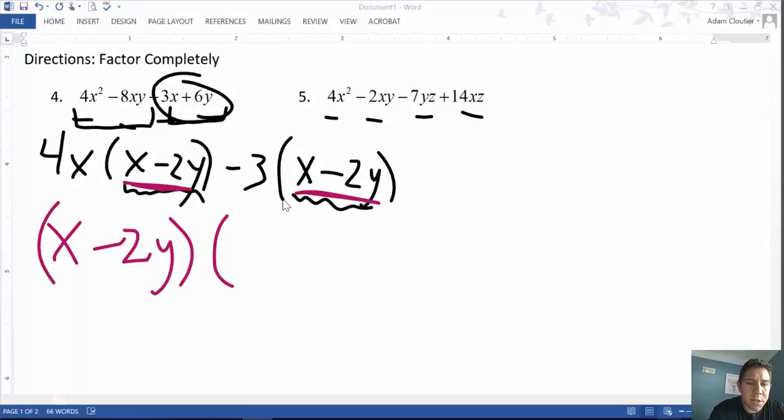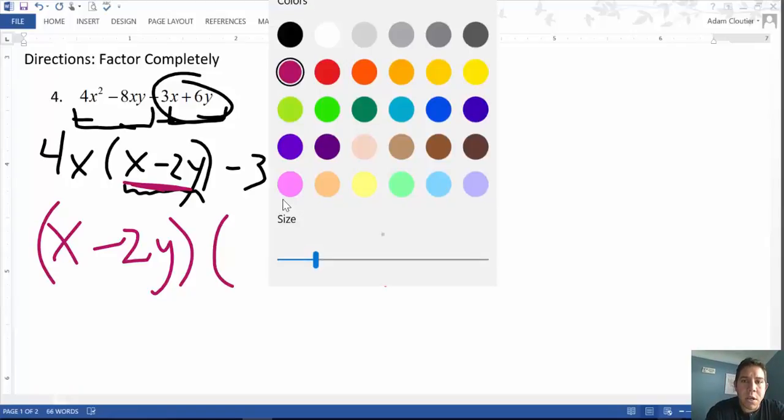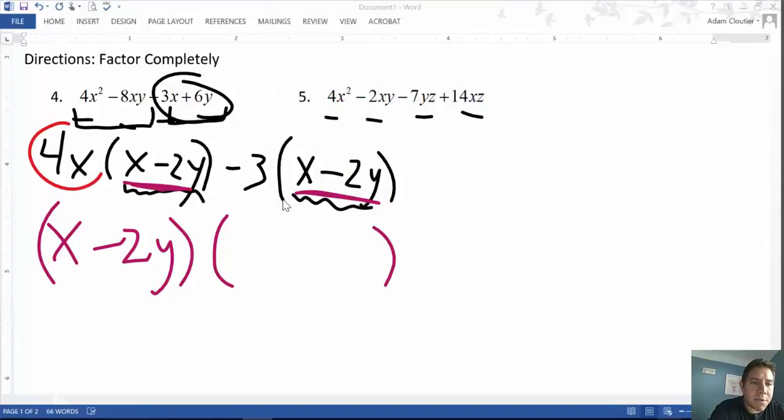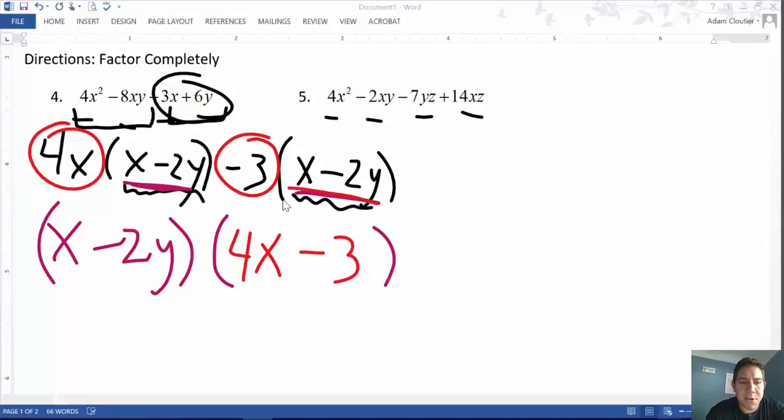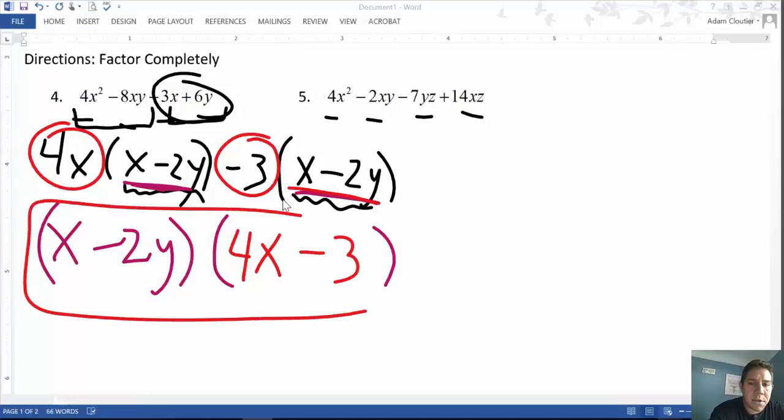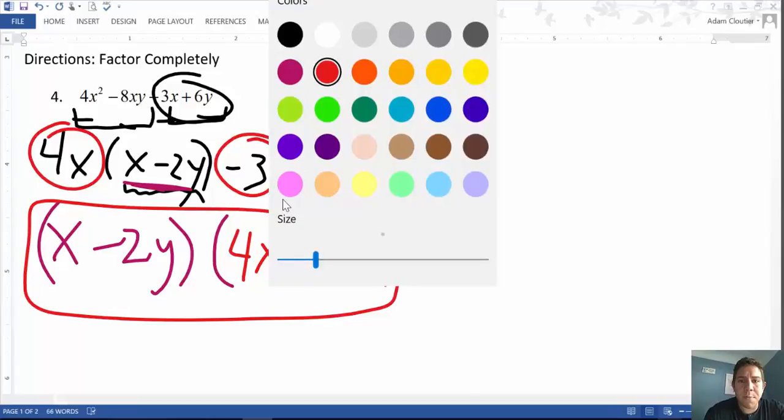You pull it out and then you say, what's left over? If I pull it out, I'm left with a 4x for my first term. And if I pull it out, I'm left with the minus 3 for my second term. And that is the problem factored completely. Let's do one more real quick.